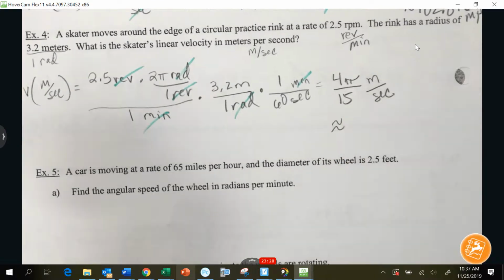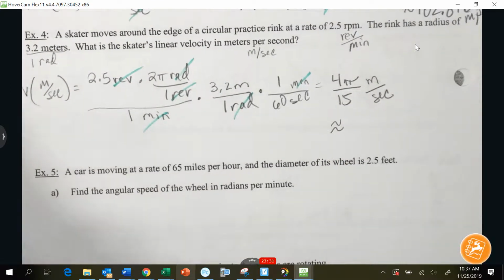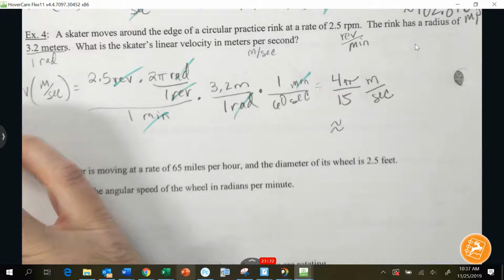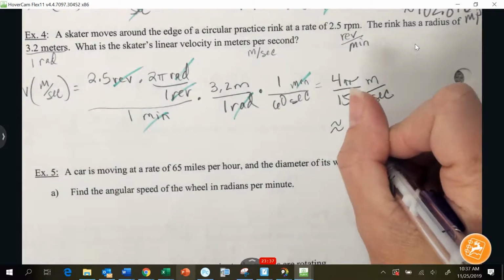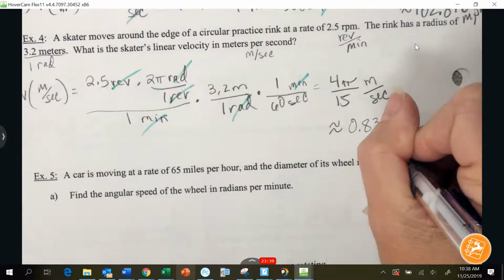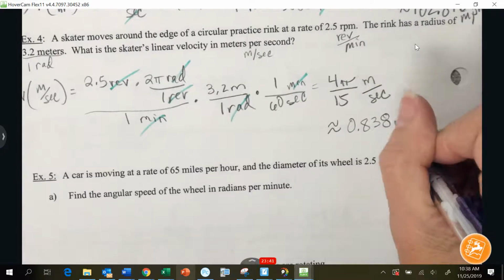And then for the approximate answer, I got about 0.838 meters per second.